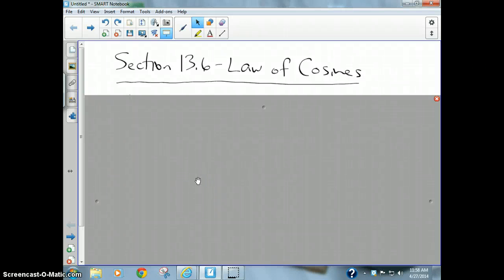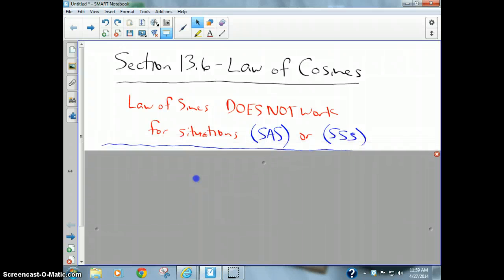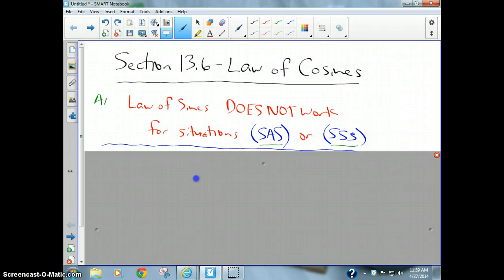The last section of Chapter 13 before our mid-unit quiz is called the law of cosines. The law of cosines is the complement to the law of sines, because the law of sines only works for certain cases but does not work for others. The law of sines does not work for SAS or SSS. We know the law of sines works for angle, angle, side, or angle, side, angle, and sometimes for SSA. But SAS and SSS, the law of sines will not work for. But that's why you've got the law of cosines.